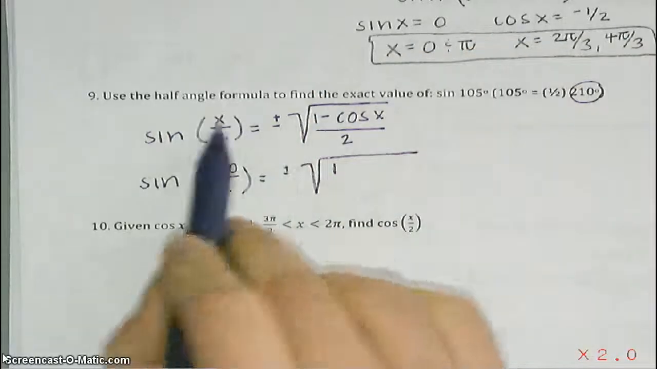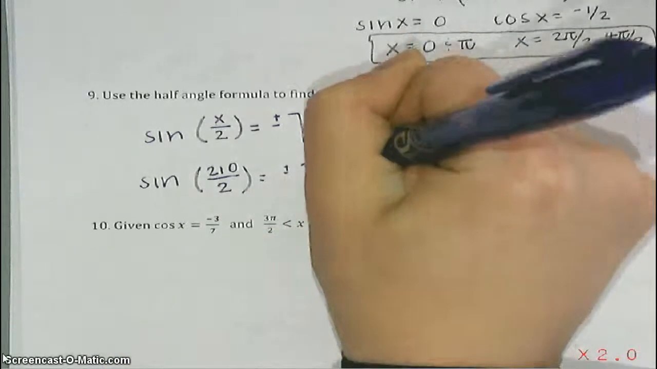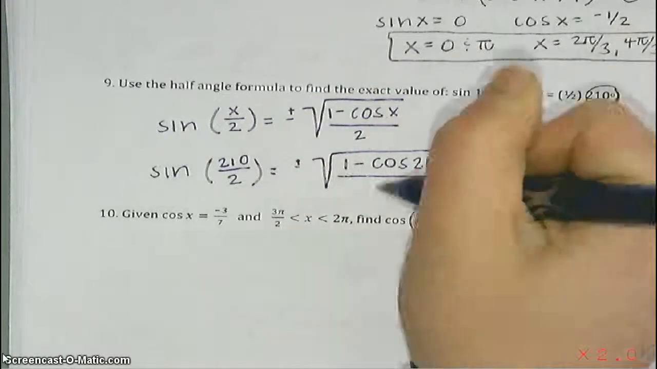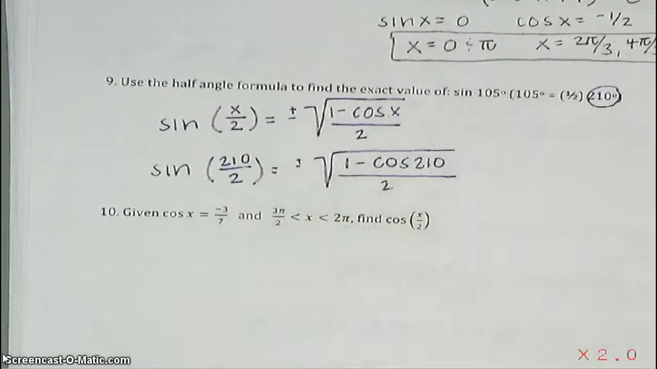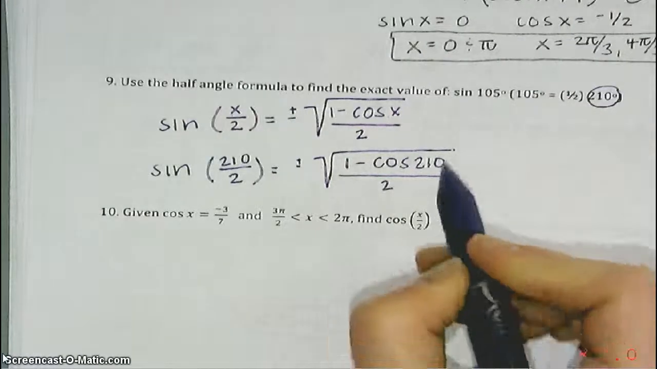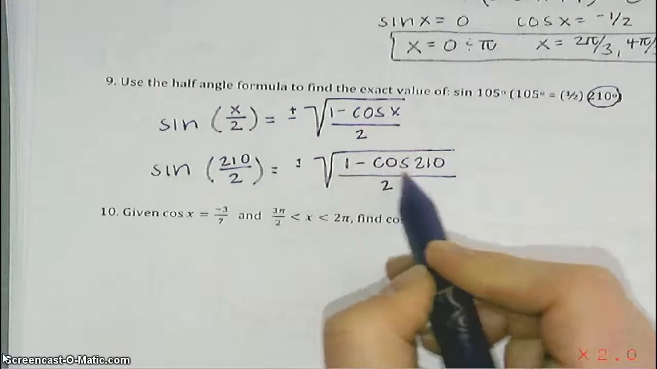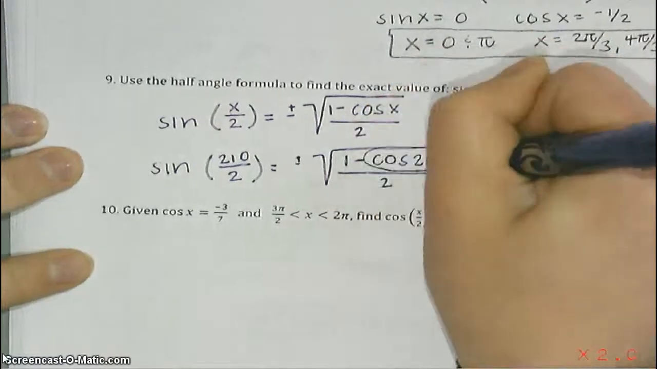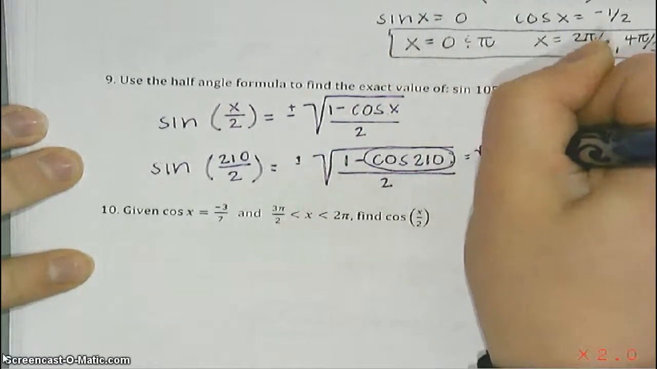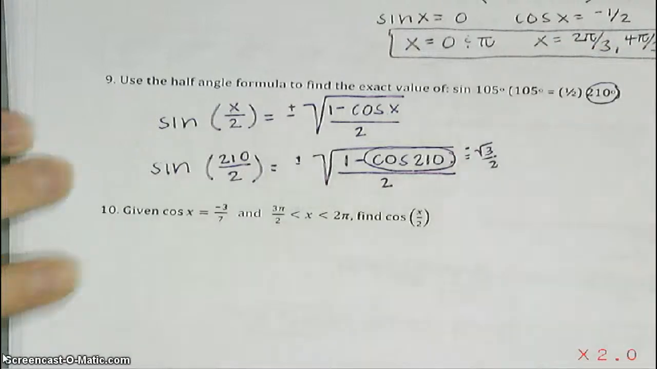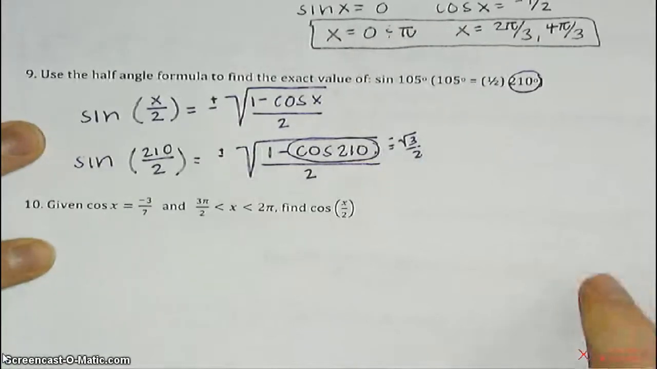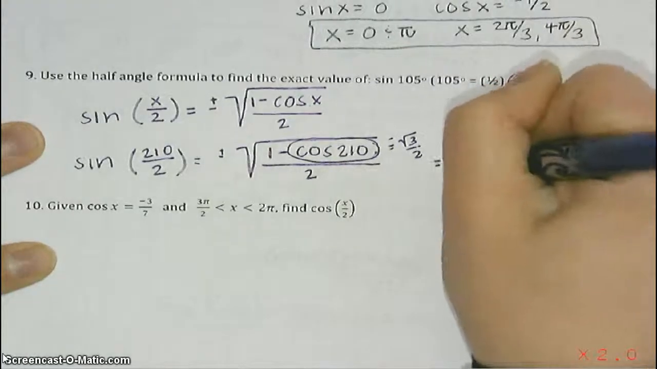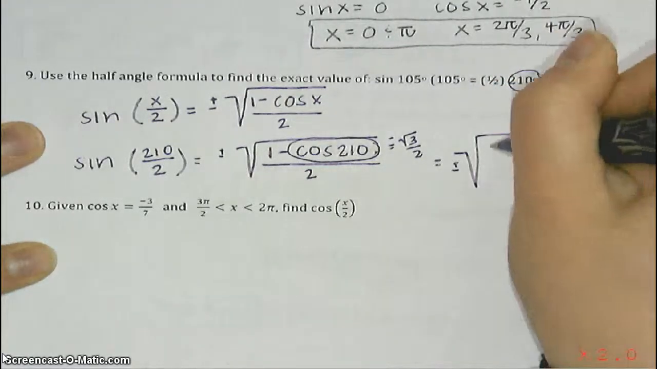If you change the x on this side, that's going to change the x on the inside of the equation. So this is 1 minus cosine 210 all over 2. At this point, you would need to go to your unit circle and then find out what cosine is at 210. And I think cosine at 210 is negative root 3 over 2. And we need to plug it into our equation.